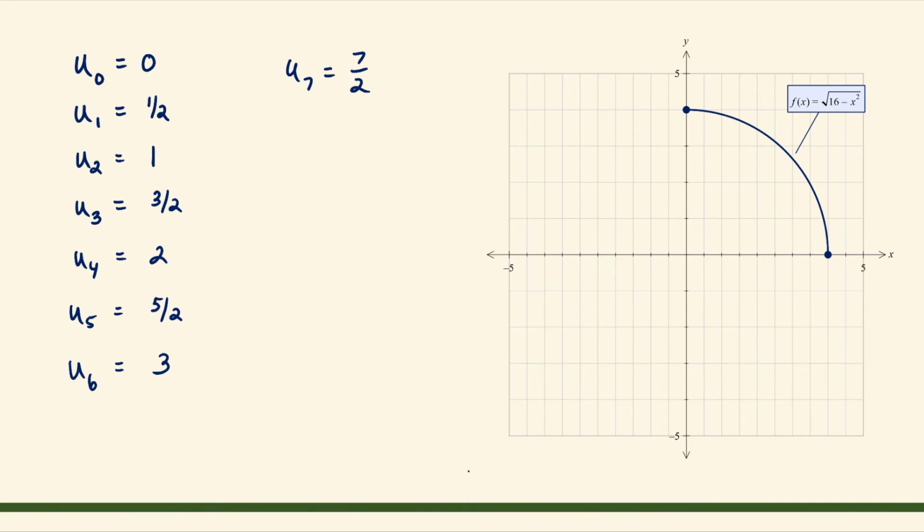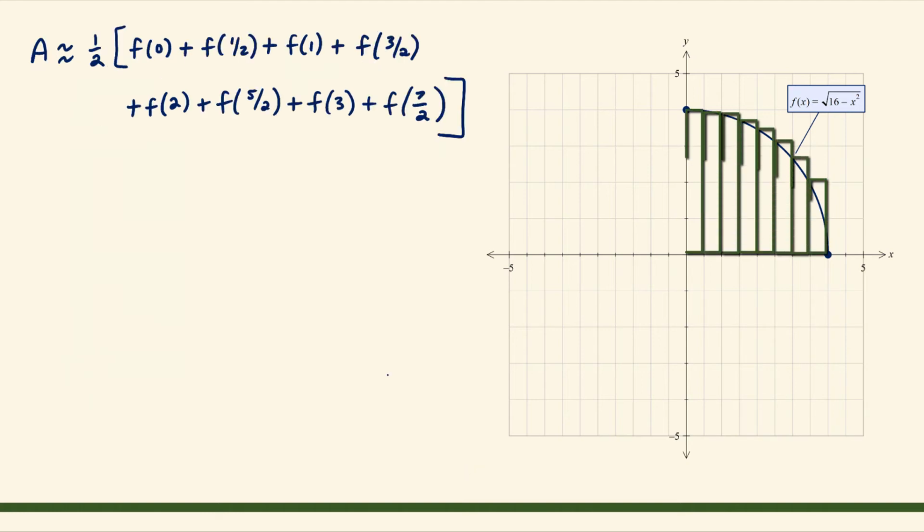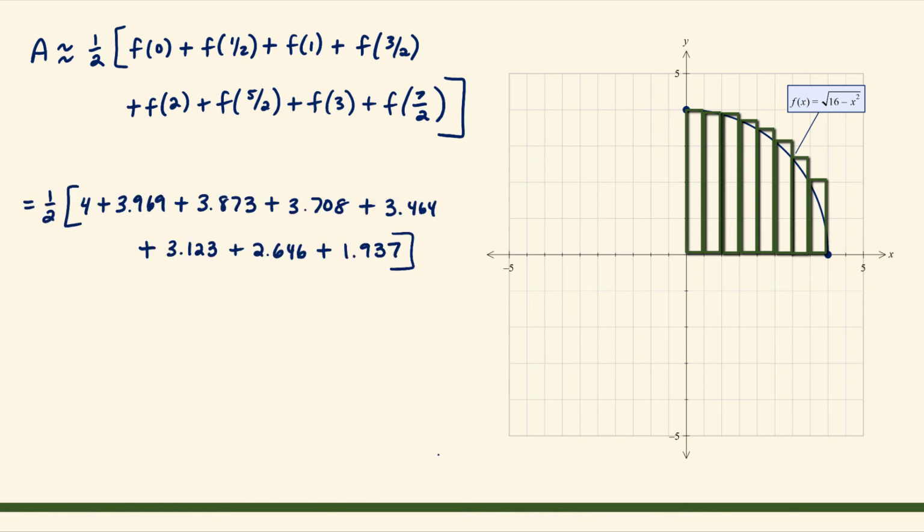The height of each rectangle is determined by evaluating the function at each left endpoint. Our area will be approximately equal to 1/2 times the quantity f of 0 plus f of 1/2 plus f of 1 plus f of 3/2 plus f of 2 plus f of 5/2 plus f of 3 plus f of 7/2.